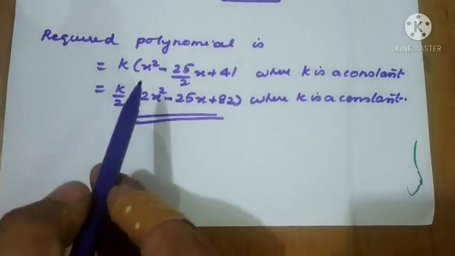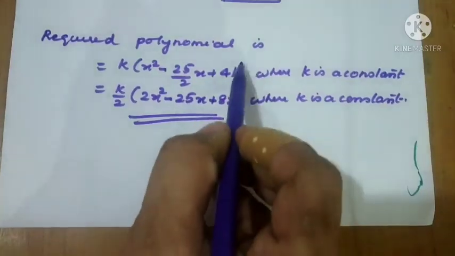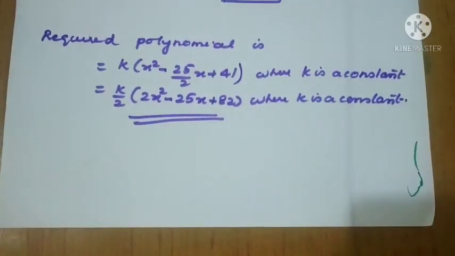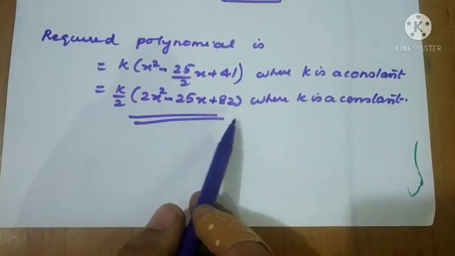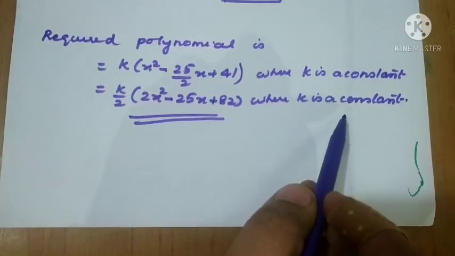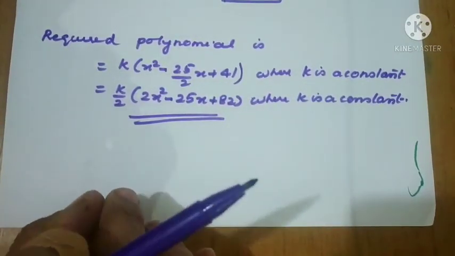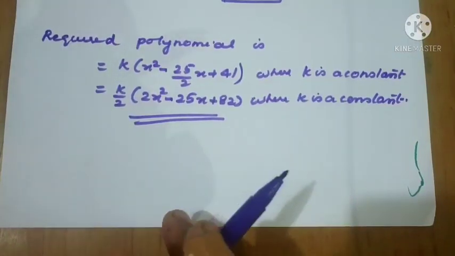So the required polynomial is k into x square minus 25 by 2 x plus 41, where k is a constant, or we can write k by 2 into 2x square minus 25x plus 82, where k is a constant. So we have tried a new pattern here. This type of questions, pre-board and all, everything is repeated. So practice more with this.